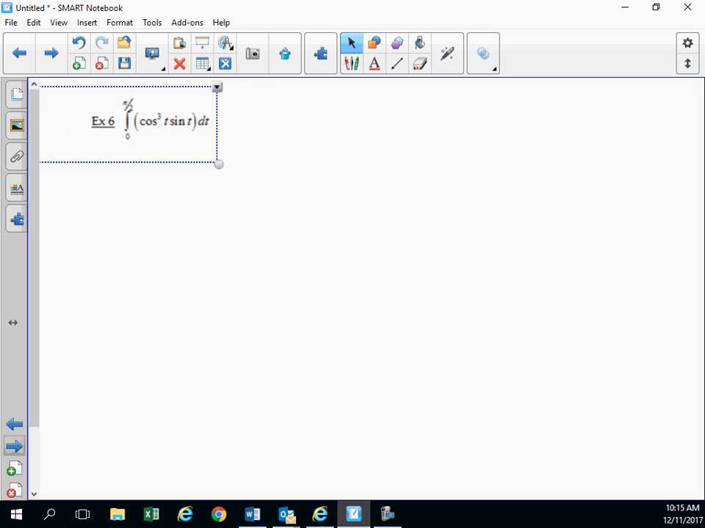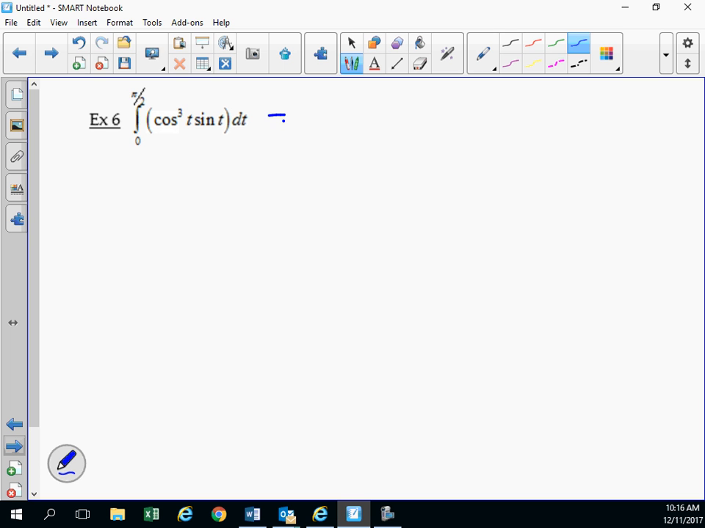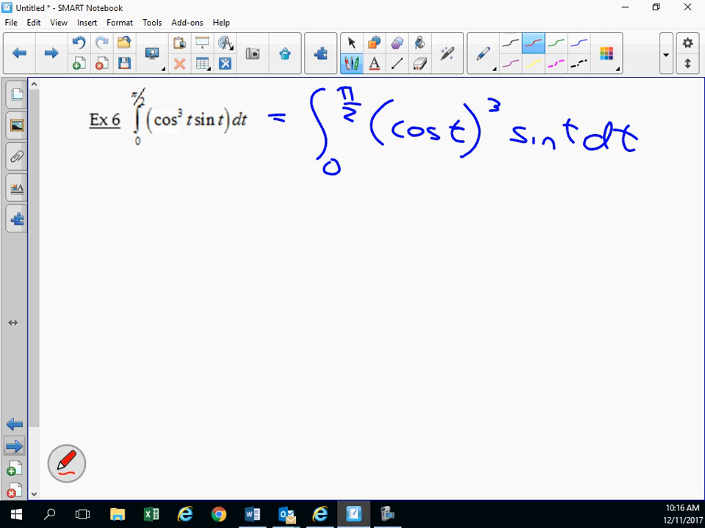Alright, let's talk about number 6. Number 6, can I straight integrate this? No. Well then, what could I do? Bridget. So let me rewrite this in terms of exactly what she said. She said, could I rewrite this as cosine t quantity cubed? And the answer is yes. That's what I would do too.